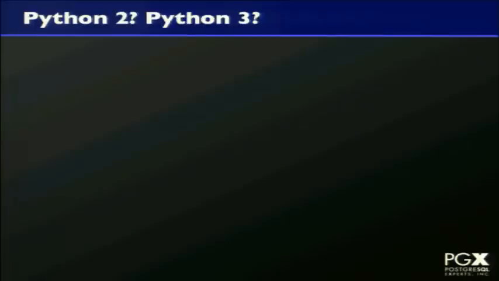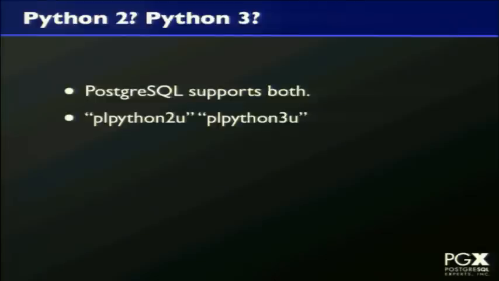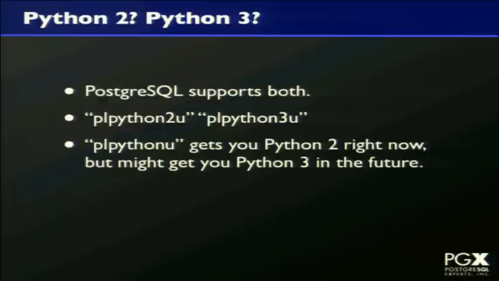So, yeah, that's great, but which Python do we get? You get the system interpreter of whichever one you're doing, unless you pointed at a different interpreter when you built it. You can specifically choose plpython2u or plpython3u. Right now, you get Python 2 if you say plpythonu. Sometime in the future, this will change, and plpythonu will get Python 3 instead of Python 2. There are no immediate plans to cause that to happen, however. So at the moment, that's pretty safe to get you Python 2.